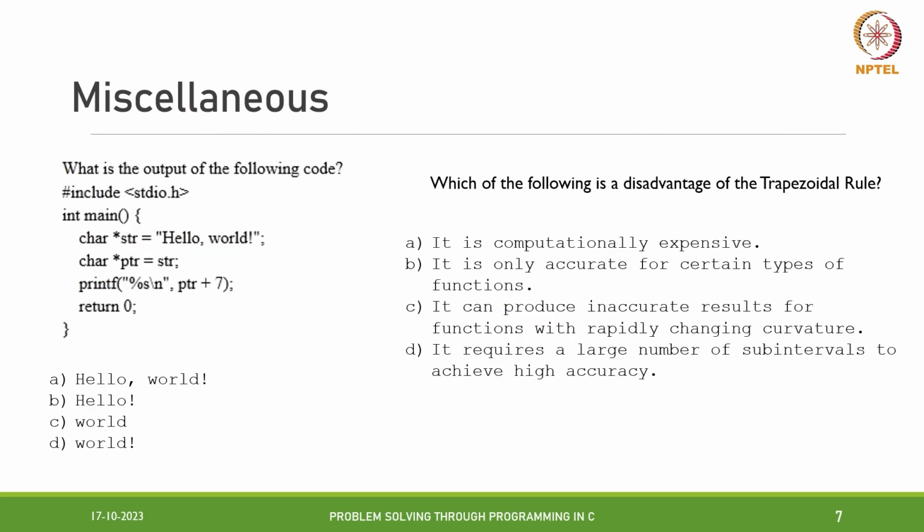All right. Now again, a few more miscellaneous questions. So we have the following code. It is a string: hello, comma, space, world, exclamation mark. That's our string str. And then you are defining a character pointer ptr, which is pointing to the first element of str, right? That is what this statement means. Now you are printing star percentage s slash n ptr plus 7. So what do you get here?